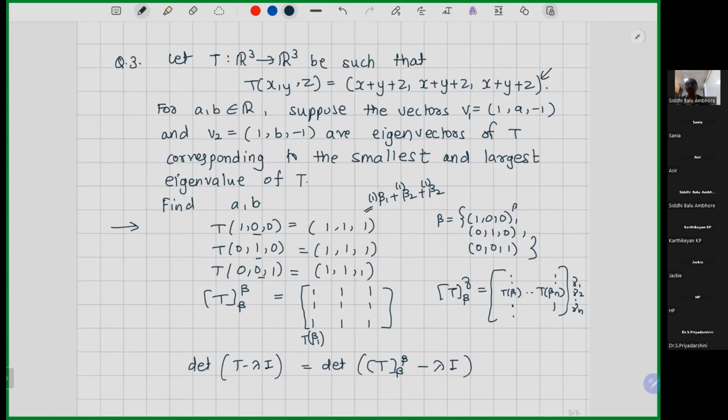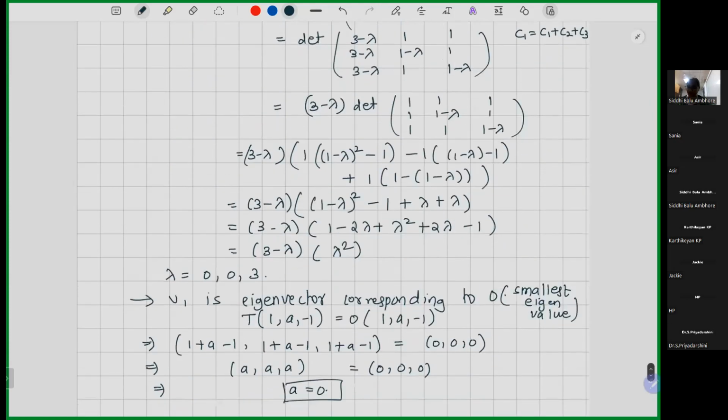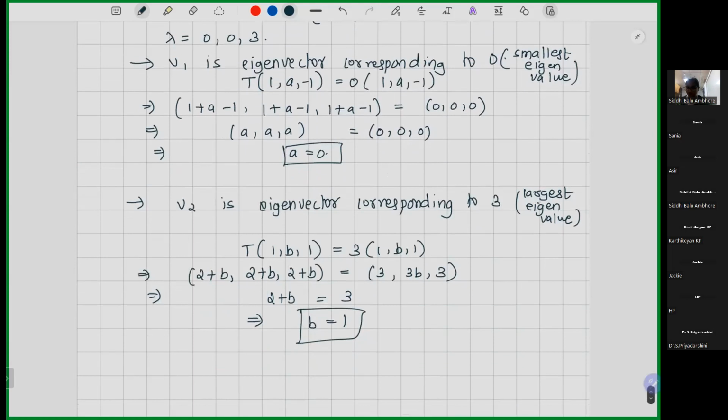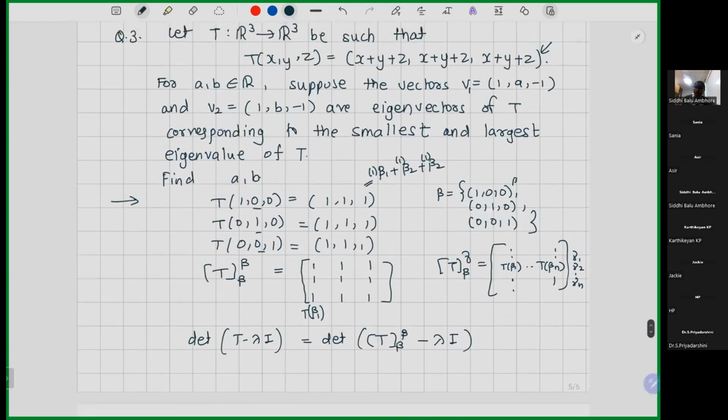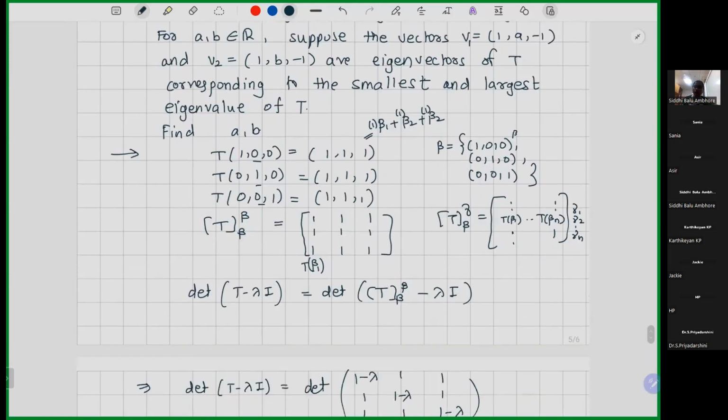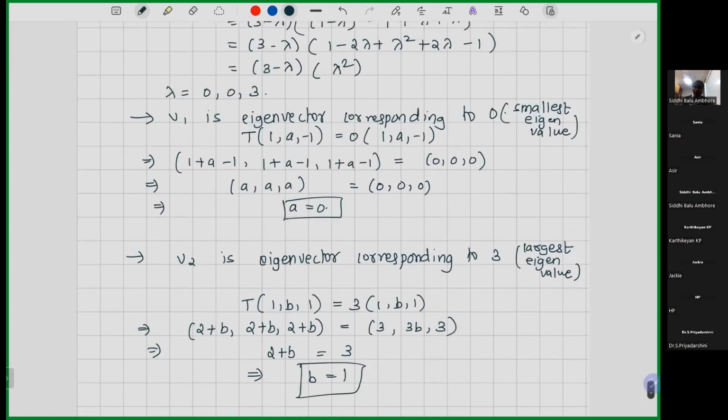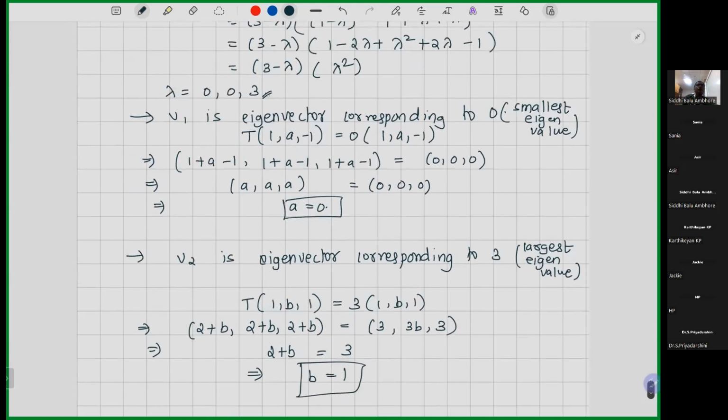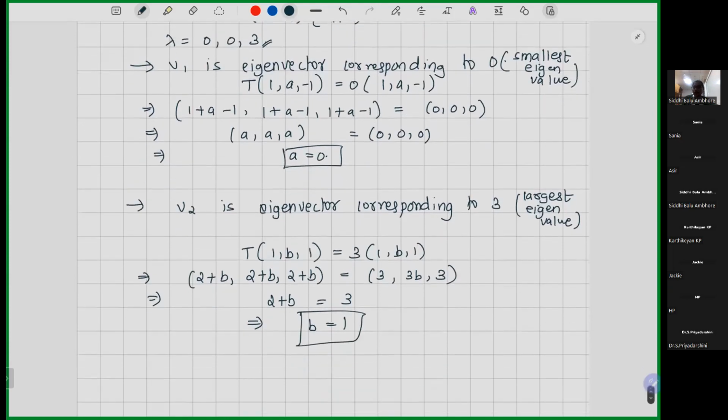Ma'am, can you explain the value of B? So we want to calculate B, and B is here in V2. V2 is an eigenvector corresponding to the largest eigenvalue. So the largest eigenvalue is 3 here. That's why I took this TV.